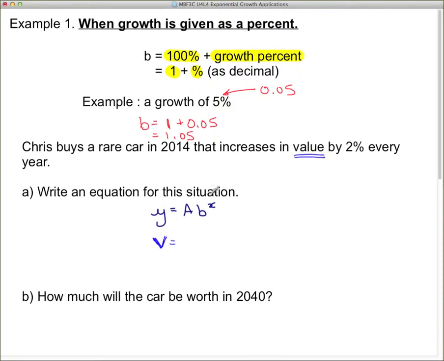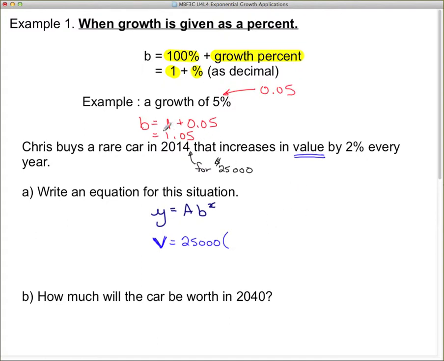V standing for value. Now A, we were told, is our starting amount, and I didn't actually give you a starting amount here. I should have. I'm going to fill that in. Chris buys a rare car in 2014 for $25,000. Okay, so we'll put that in there, which means that $25,000 is actually our starting amount. So I'm going to put $25,000 in here.